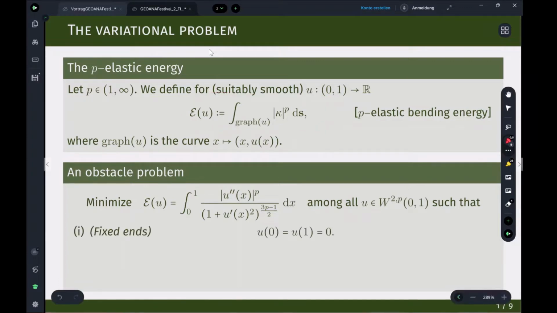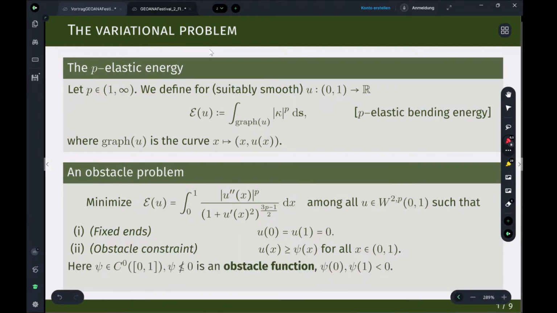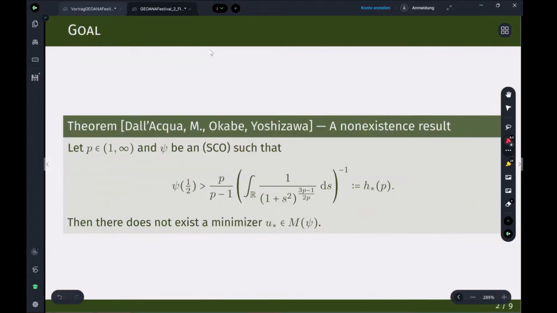Among all u in W^{2,p} that have fixed ends and that lie pointwise above an obstacle function psi, and on the obstacle function we require that it's continuous, that it's non-trivial, and that it's not present at the boundary of the interval that we are considering. So the admissible set is M of psi, which is the set of all u in W^{2,p} that have those fixed end conditions and that lie pointwise above the obstacle.